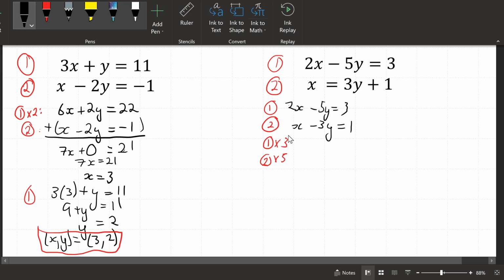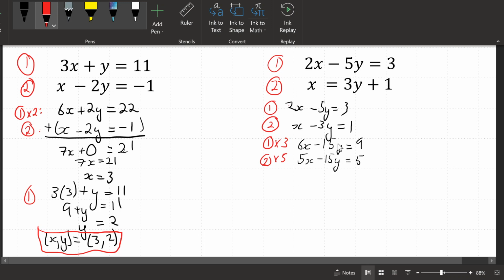Let's have a look at that there. So 2x multiplied by 3, that's going to be 6x. Minus 5 multiplied by 3, that's minus 15y, equals 3 multiplied by 3, that's 9. Now let's look at our second equation. x multiplied by 5, that's 5x. Minus 3 multiplied by 5, that's minus 15y. And 1 multiplied by 5, that's going to be 5. Okay, so now we've got the same coefficient for y.